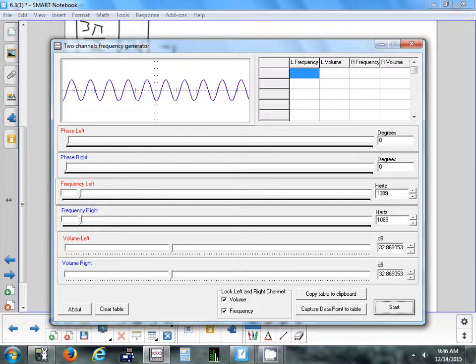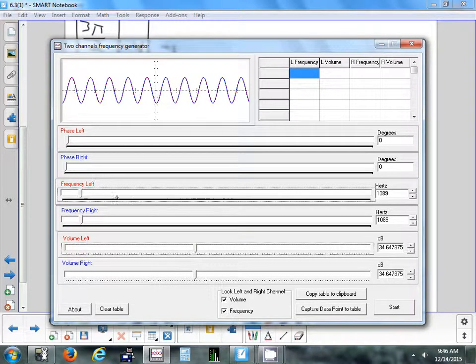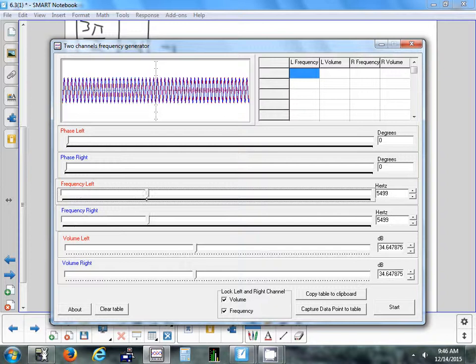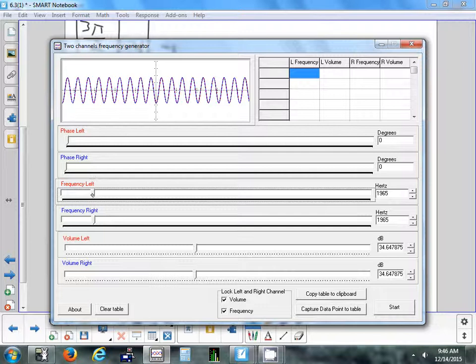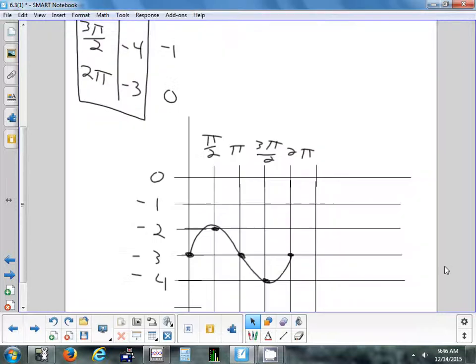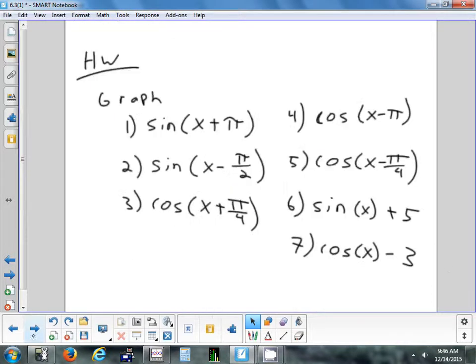Tomorrow we'll look at frequency change and then an amplitude change, which is stretching and compressing vertical and stretching and compressing horizontal. We'll play some of those sounds and see what they sound like. All right, so the homework tonight is these 7 graphs. I'm going to pass out a worksheet. These graphs are already written down on the worksheet for you.